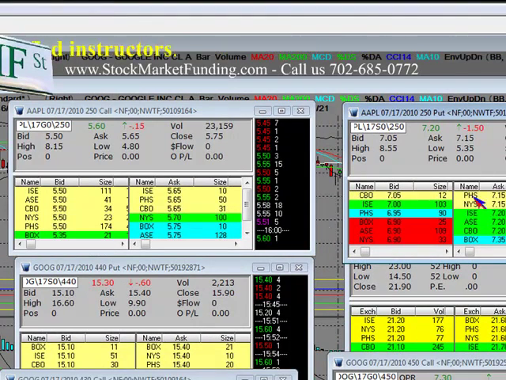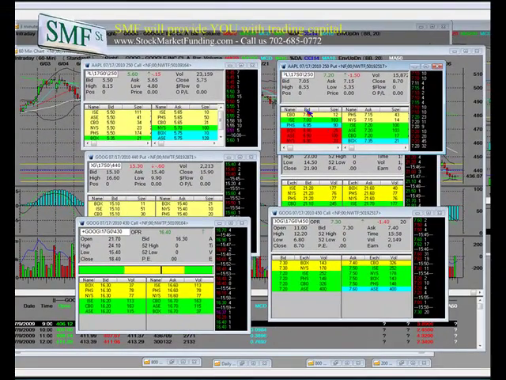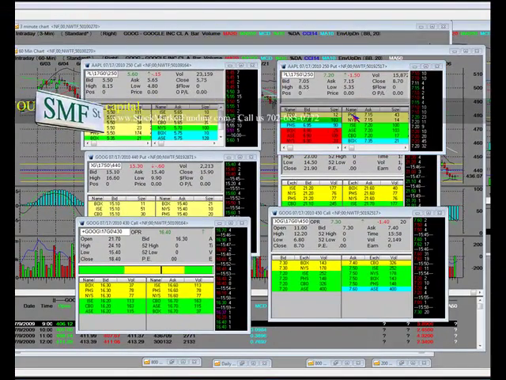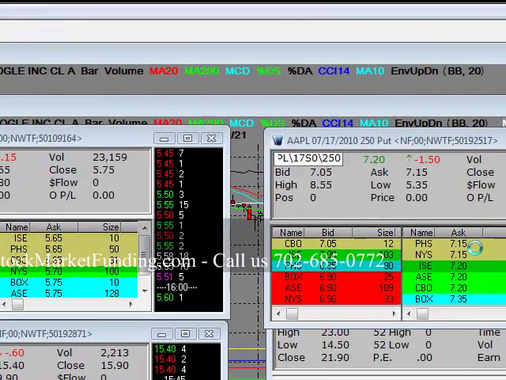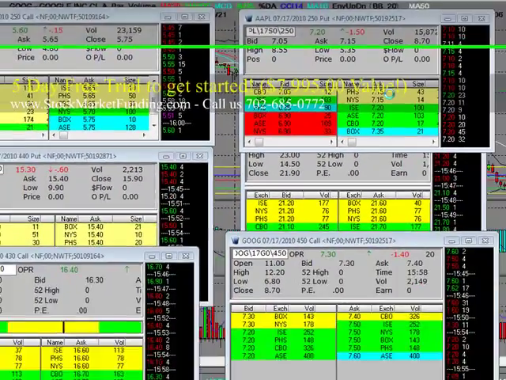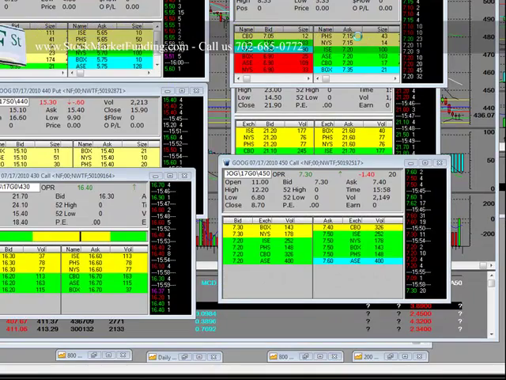So that's, once again, understanding how the SMF MMT trades, because that's what we do. And we use the SMF empowerment system to do that, and that's our own platform that people use.